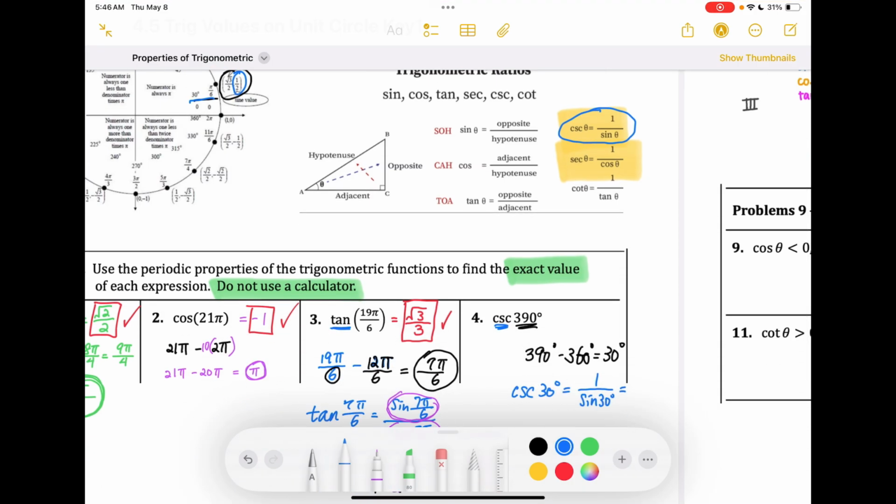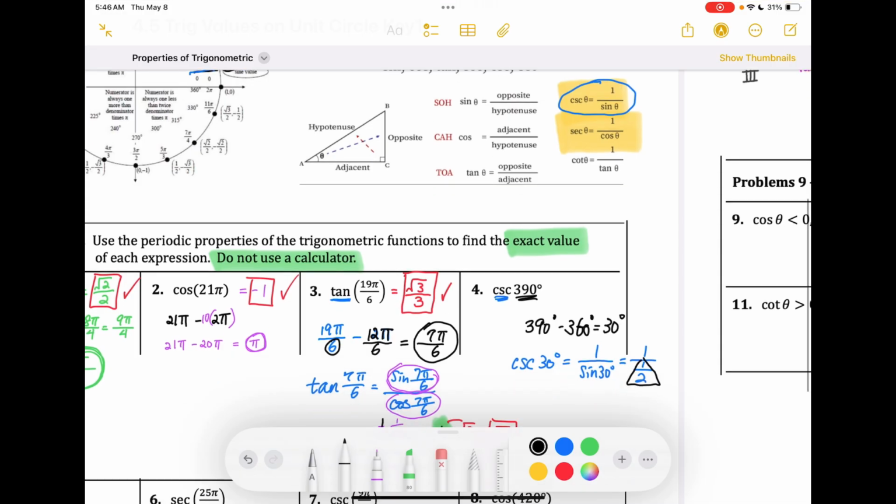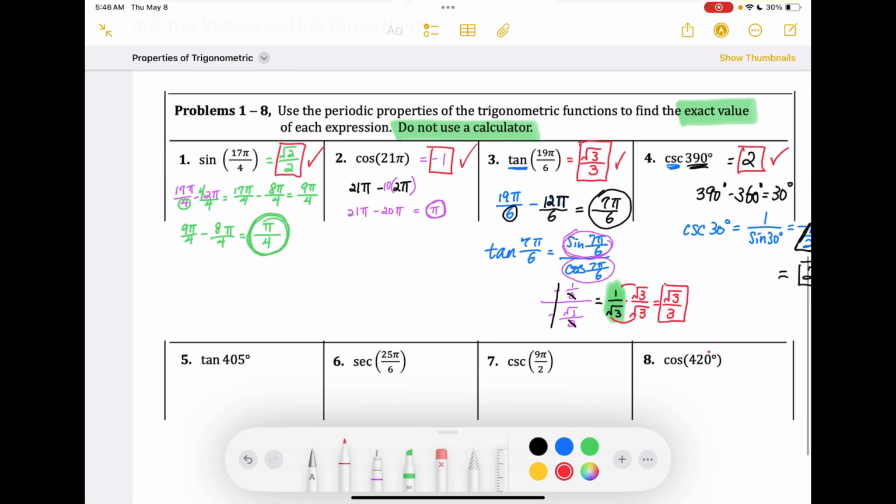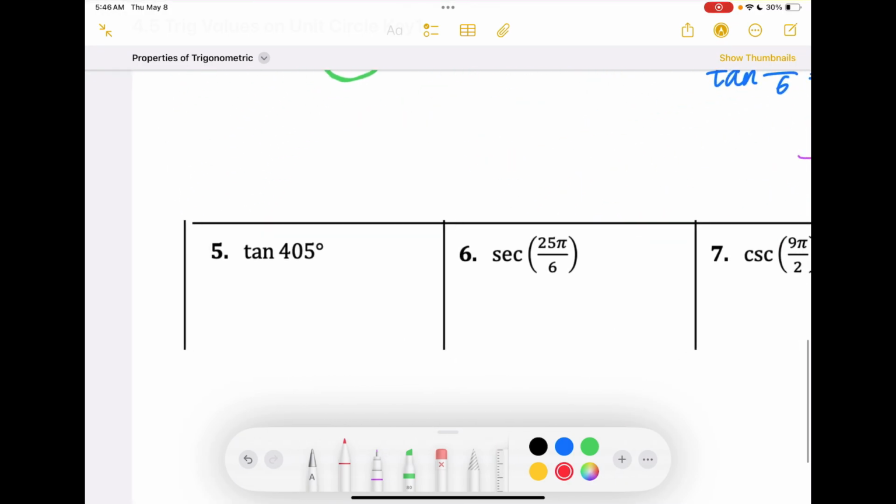Sine is equal to my second number, which will be 1/2. So I have a 1 over 1/2. What do we say? When you have a fraction in the denominator, you're going to flip it upside down. So 1 times flip that, so that becomes 2. So my final answer, as you can see, cosecant 30 degree is equal to 2. Yes, we do not need a calculator.